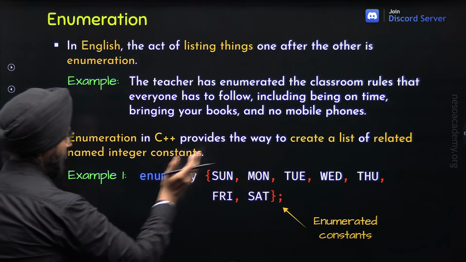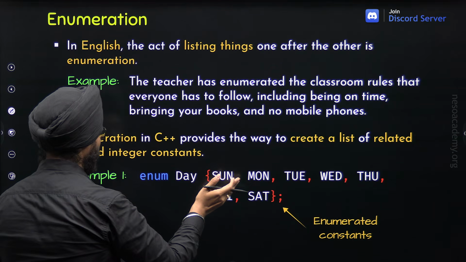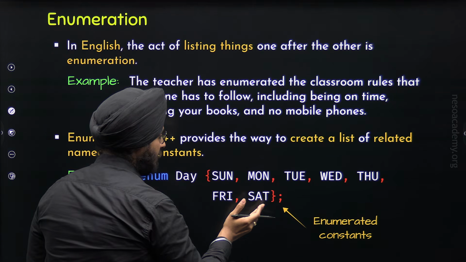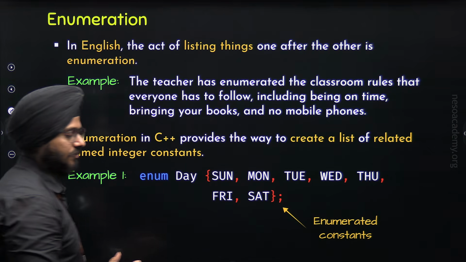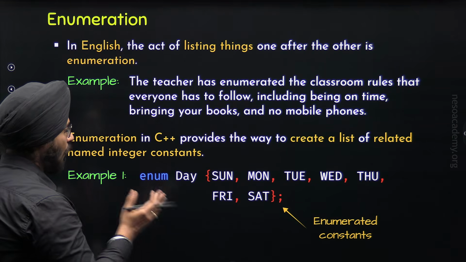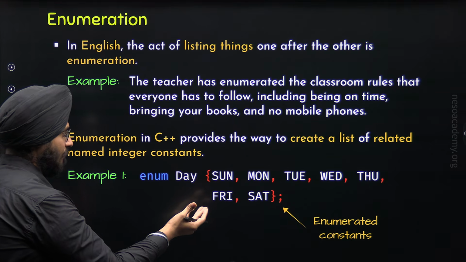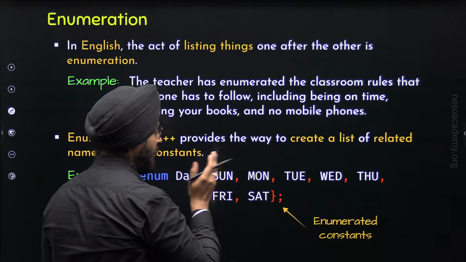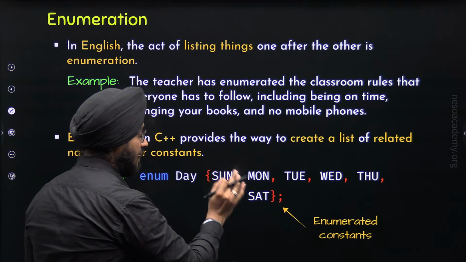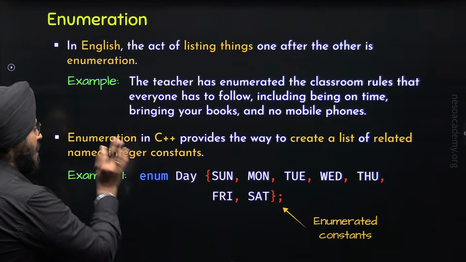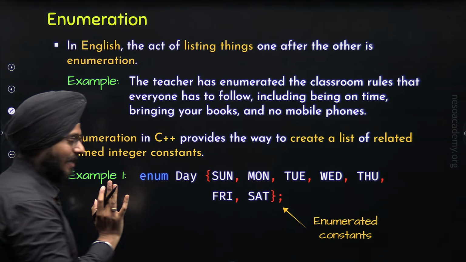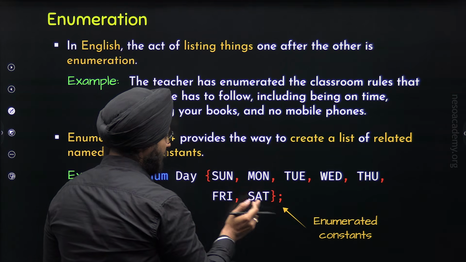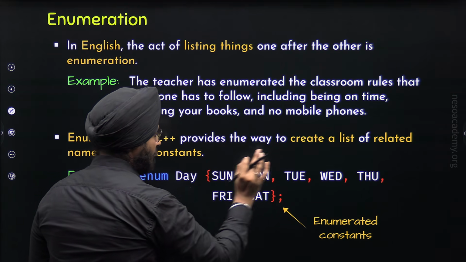When we define enumeration, we also list down named integer constants. These named integer constants are called enumerated constants. Now, if we want, we can assign values to them, but by default, these integer constants will receive integers starting from 0. That's why we call them named integer constants. I hope it is clear to you now. These integer constants will receive values starting from 0.